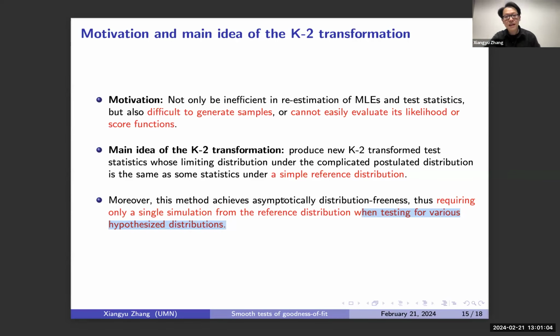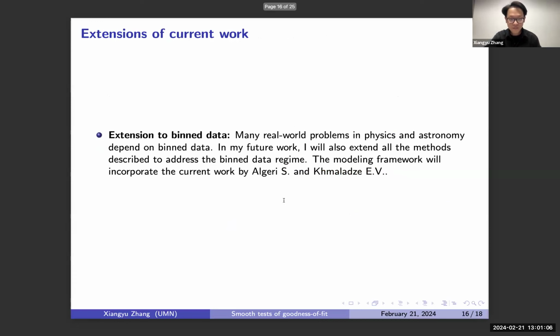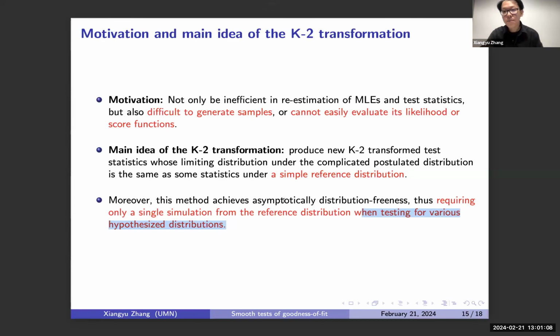So that's the idea of the K2 transformation. I will show you a reference to this method afterwards, but it's in the context of the classical goodness of fit test.